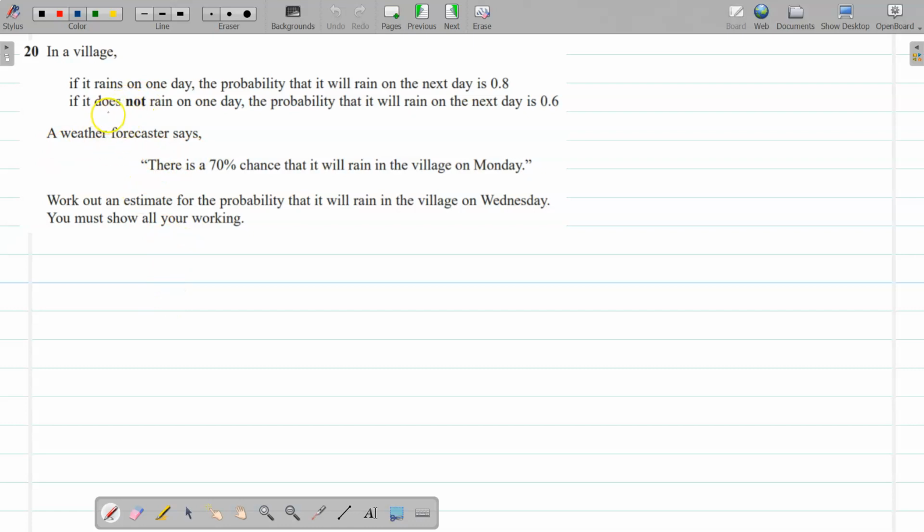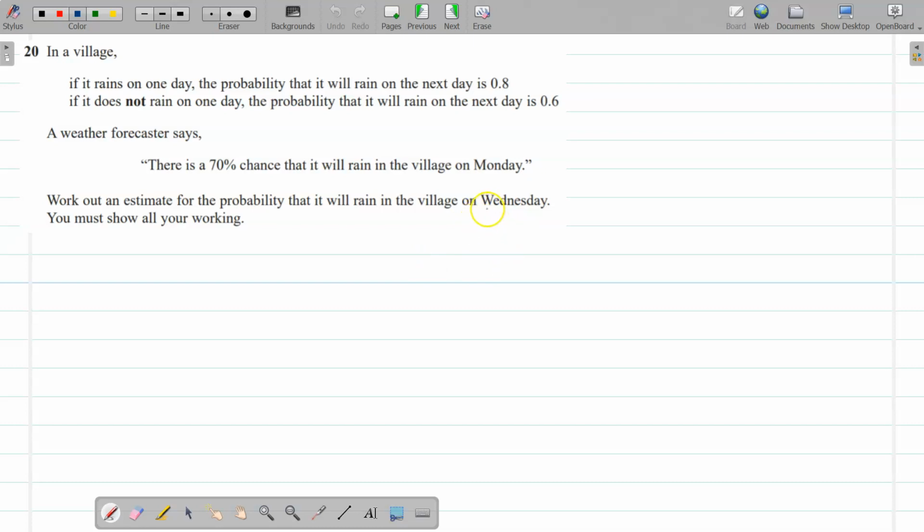So basically, in general, if it rains on one day, the probability it rains the next day is 0.8. If it doesn't rain on one day, the probability it rains the next day is 0.6. But the weather forecast says on Monday, there's a 70% chance that it will rain, therefore 30% that it doesn't. We've got to work out an estimate for the probability that it will rain in the village on Wednesday.